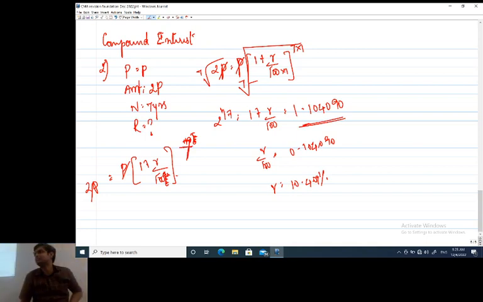If not, you will use a calculator to find the root using the method I gave you. So 1 plus R by 100 is this value, 1 and 1 go off, R by 100 is this, R equals 10.409%. Clear?